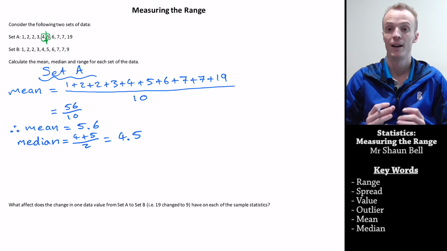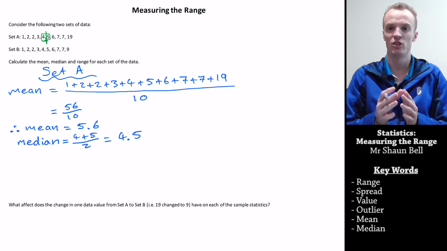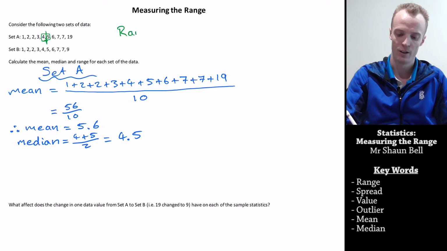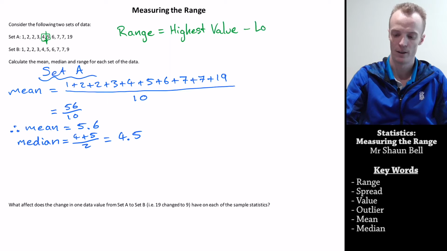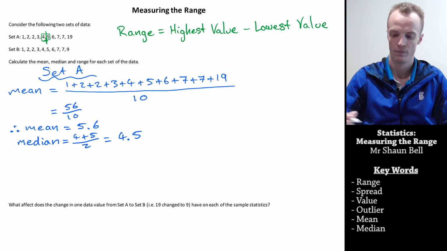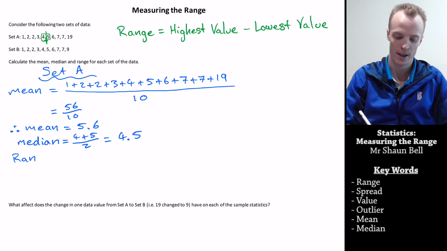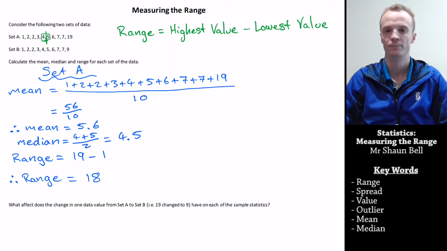Now when we're looking to find the range of something, the range simply means how much difference is there from the lowest value to the highest value. So to find the range is equal to the highest value subtract the lowest value. So if we look at what is the highest value in our data range for set A, the highest value is 19. So we take that 19, we subtract the lowest value, which was 1. So therefore, our range for set A is equal to 18. So how'd you go with that?